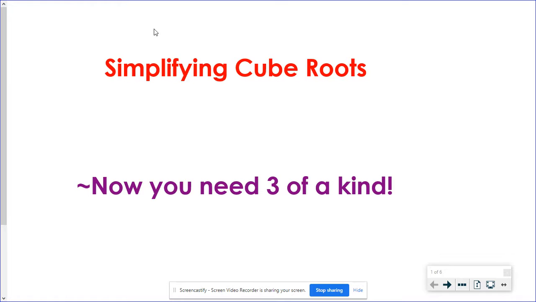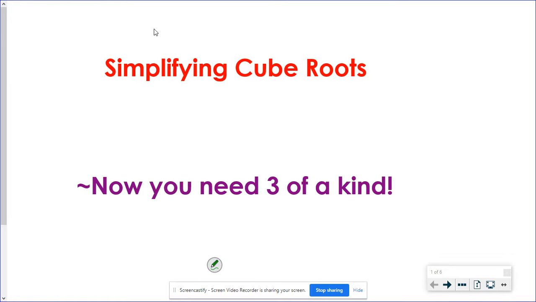Cube roots undo cubes. So what we're looking for here, something cubed is to the third power, we're looking for three of a kind, as opposed to yesterday when we just needed pairs. So what I want you to keep in mind today is perfect cube numbers. We don't need a ton of them. Usually we're going to stick to fairly small numbers. So you may want to write this list down. I think this will be very helpful.